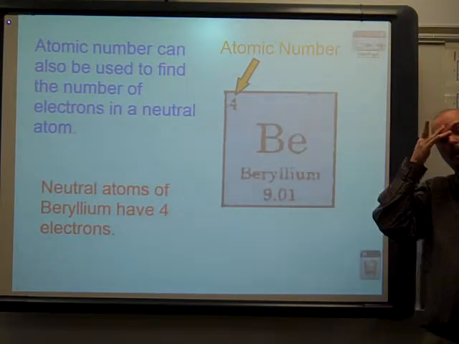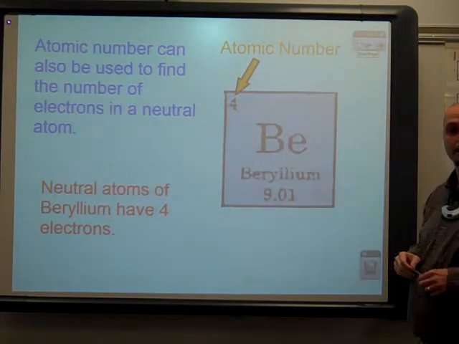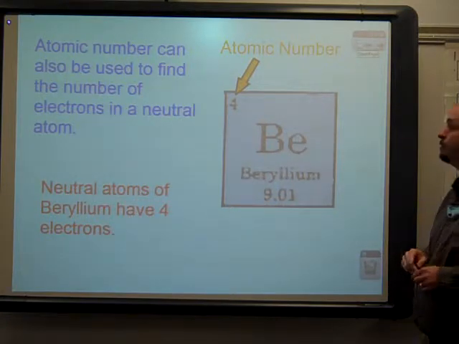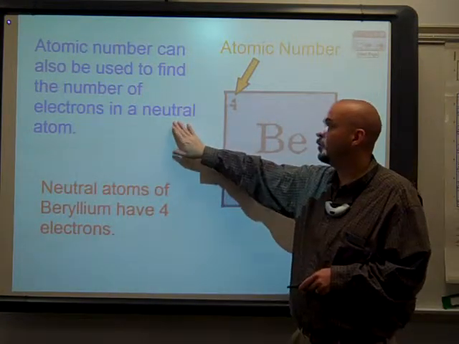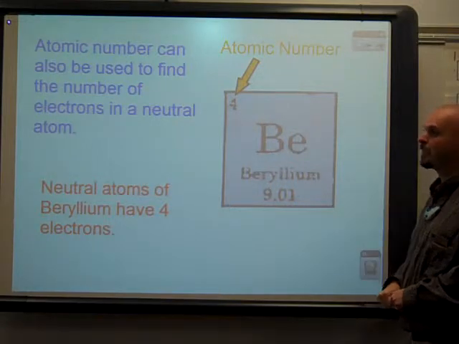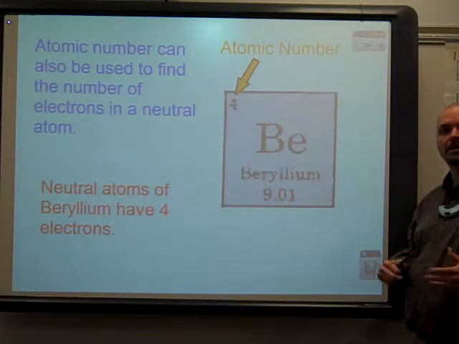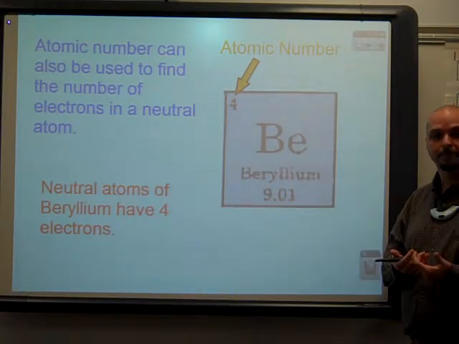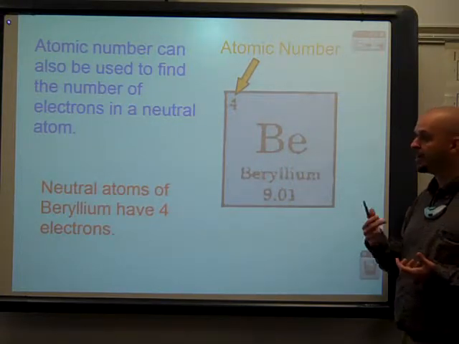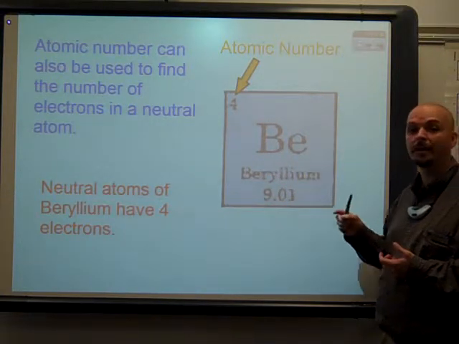That atomic number can also be used to tell us the number of electrons in a neutral atom. Key is neutral atom. In a neutral atom, the number of protons and electrons have to be the same. The number of positive charges and the number of negative charges have to be the same so that they will cancel out.